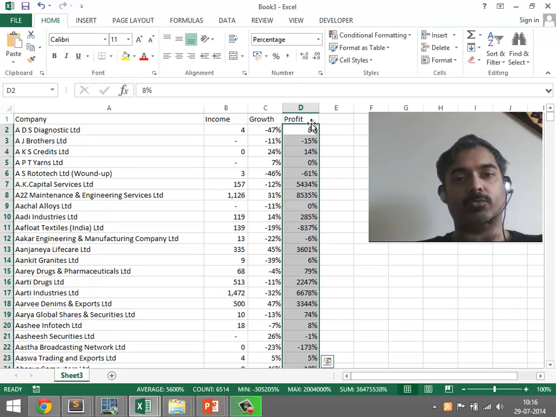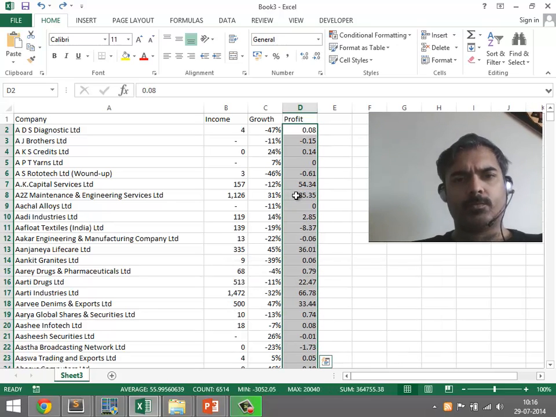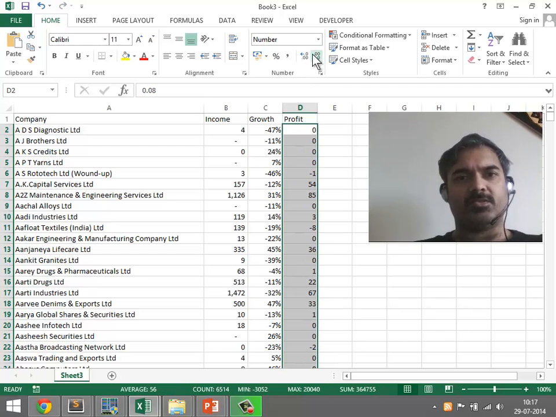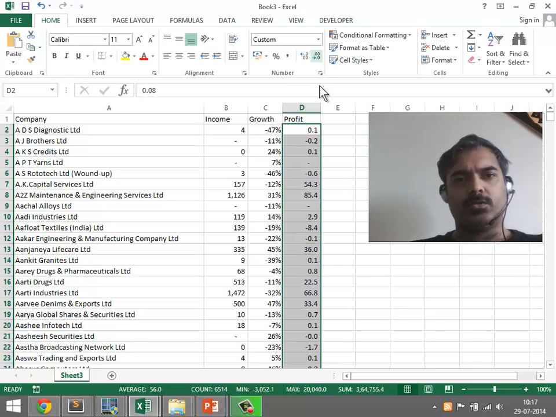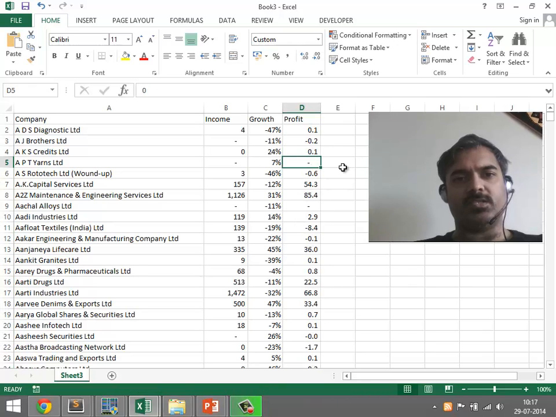This is really the profitability, not the actual profit number. Sorry, this is the actual profit number. So I can just apply a decimal formatting and say I want it to about one decimal because that helps me differentiate, and put a comma so that I can see the zeros as hyphens.